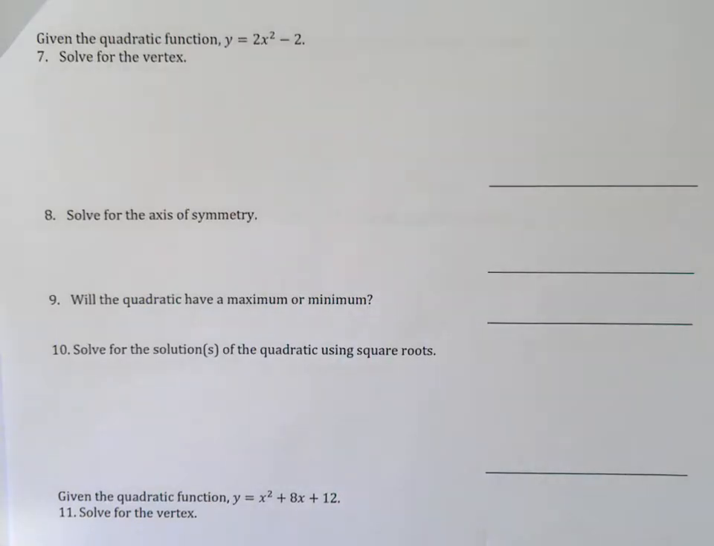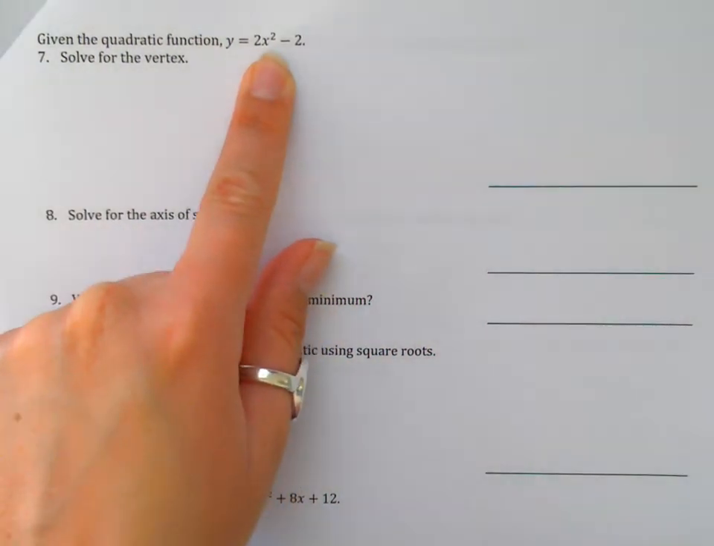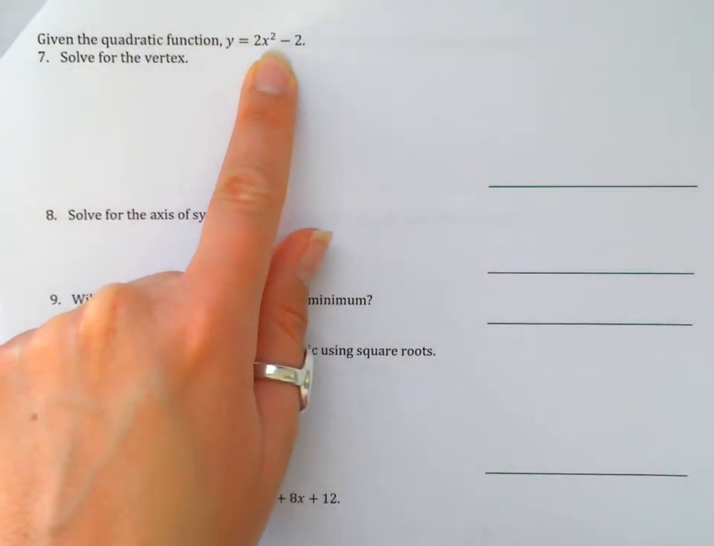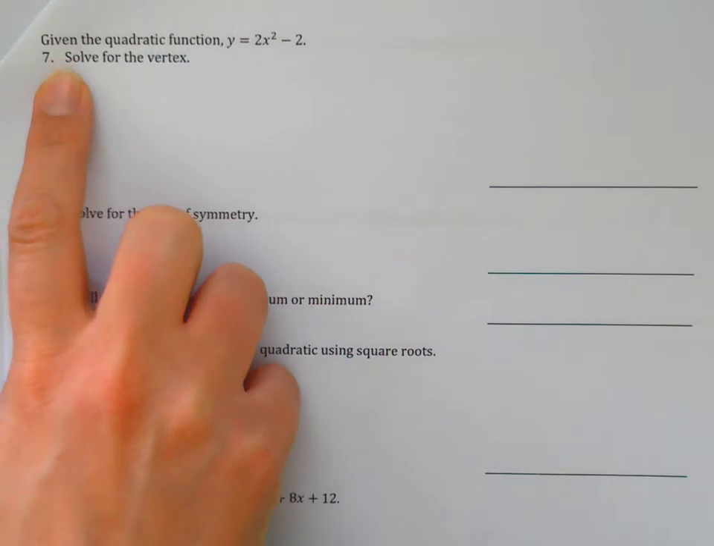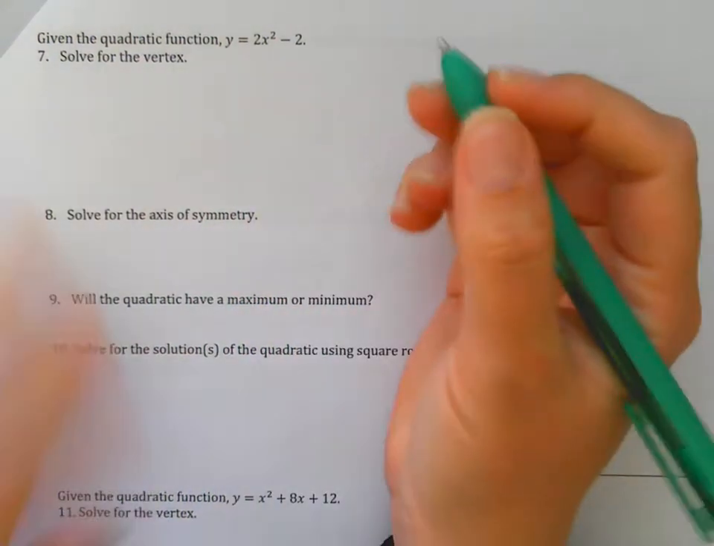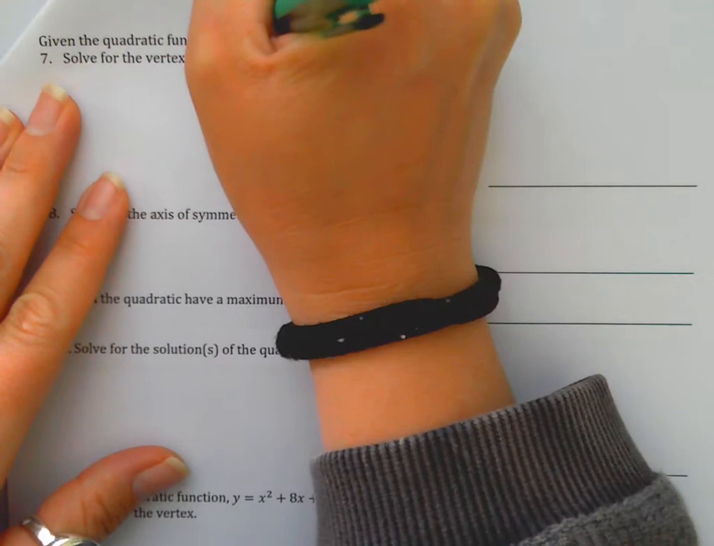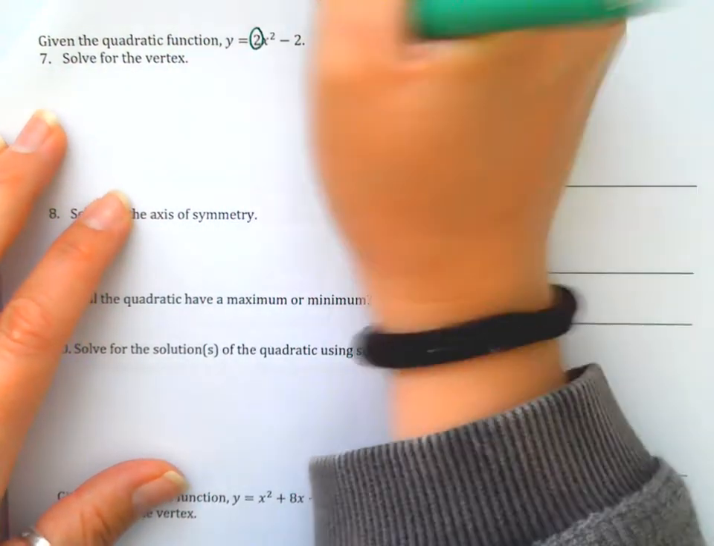Okay, so let's pick up on number 7. 7, 8, 9, and 10 are all for this question. Using this quadratic, y equals 2x squared minus 2. So our first question asked us to solve for the vertex. So what I like to do is just start by labeling a, b, and c. So a here is 2. It's always the number that's attached to the x squared. So a is 2.